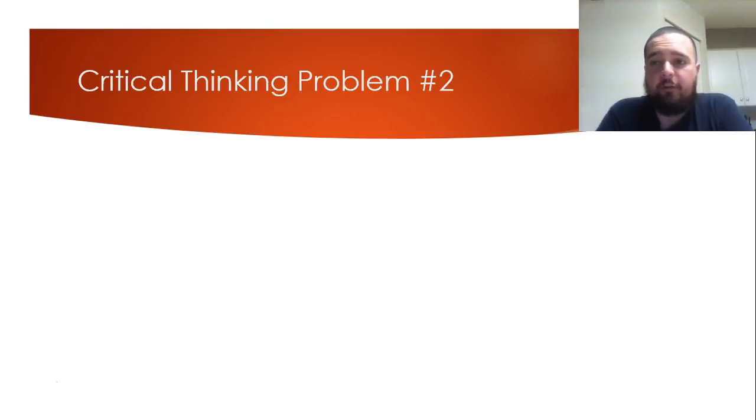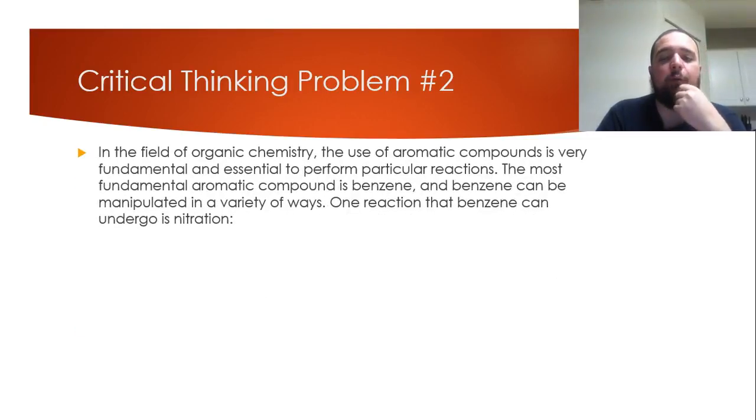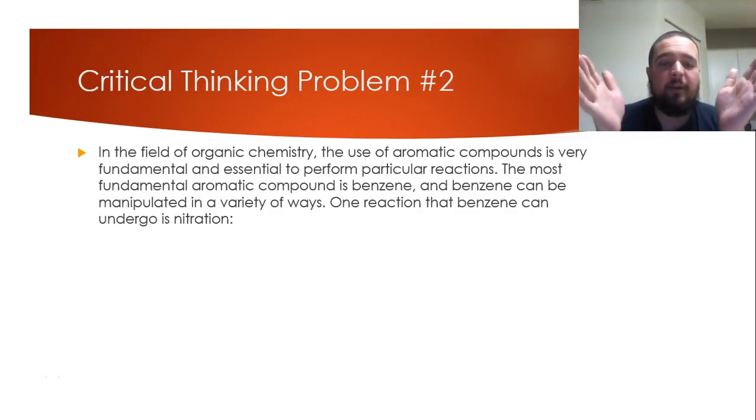Let's go back into a critical thinking question. Let's take this into more real-life applications, a little bit further into chemistry. We're going to go towards organic chemistry instead of gen chem. In the field of organic chemistry, the use of aromatic compounds is very fundamental and essential to form particular reactions. What they mean by aromatic is, one, they also smell, but it's in regards to electron configurations as well, which, if you continue with your chemistry knowledge, you will find that aromatic compounds are very particular to certain numbers of double bonds and everything like that. So the most fundamental aromatic compound is benzene.